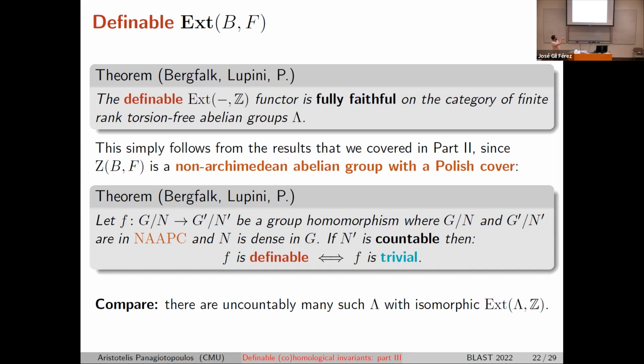Uncountably means very different. Also, but definable X can see the difference, right? And the rigidity again comes from the result we covered in the second part. So, yeah, I don't think I have much more time. I would like to move to Čech cohomology, but I think I started a little late.